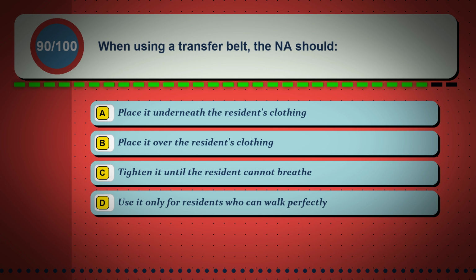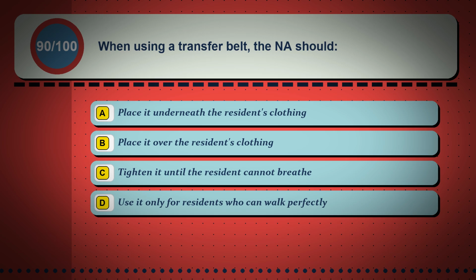Question 90. When using a transfer belt, the NA should: Option A. Place it underneath the resident's clothing. Option B. Place it over the resident's clothing. Option C. Tighten it until the resident cannot breathe. Option D. Use it only for residents who can walk perfectly.